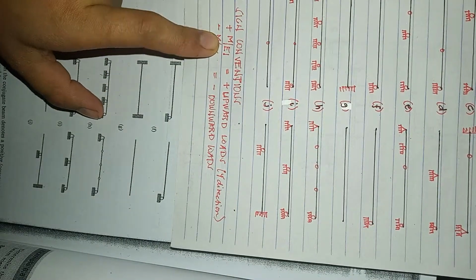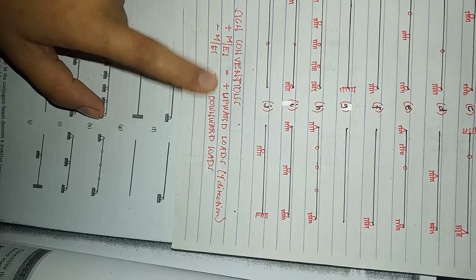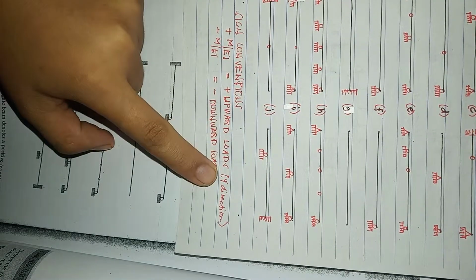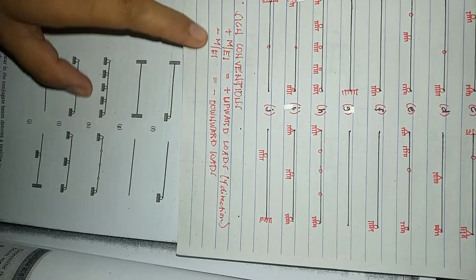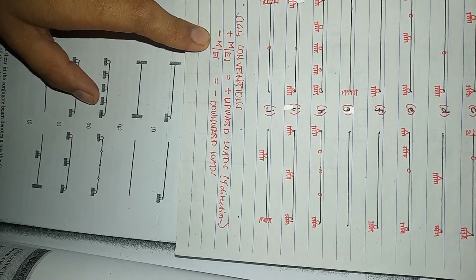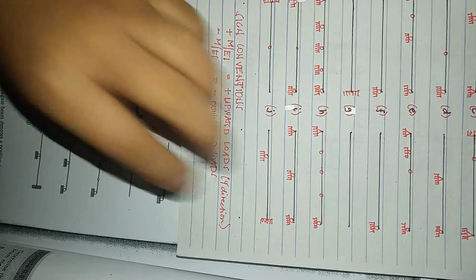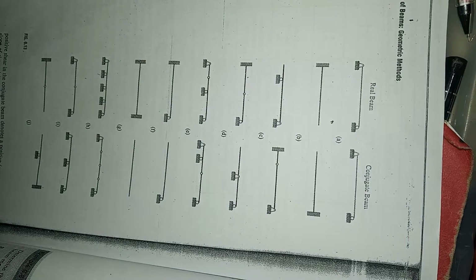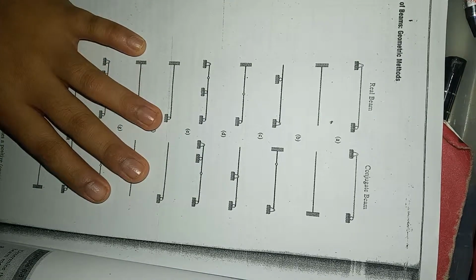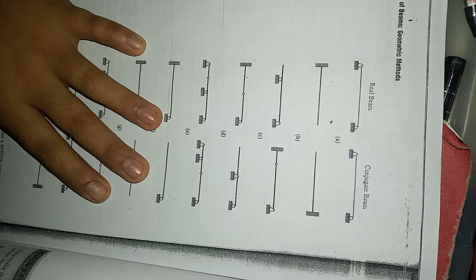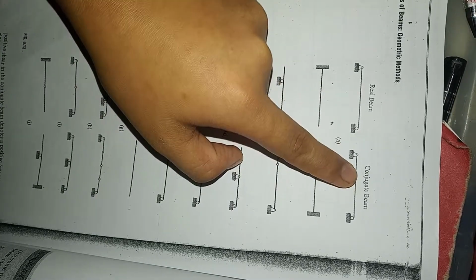So if we have a positive M over EI, it is equal to the upward loads in the y direction, and if it is a negative M over EI, we have negative downward loads. So the very important thing here is this. You have to remember this: the transition, or the translation, from the real beam to the conjugate beam.